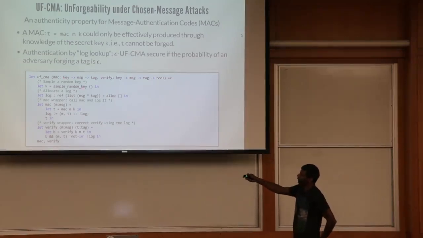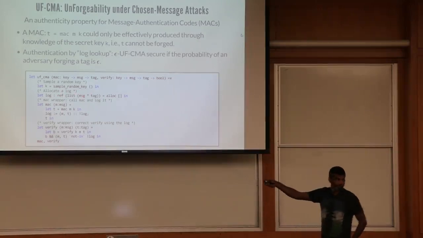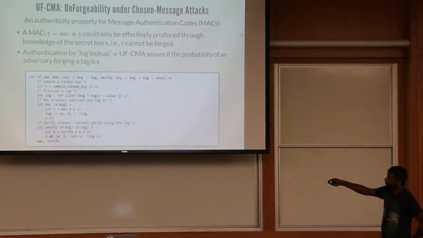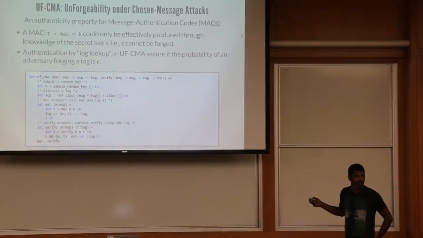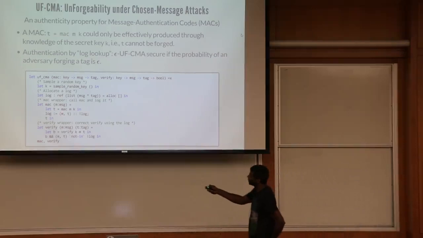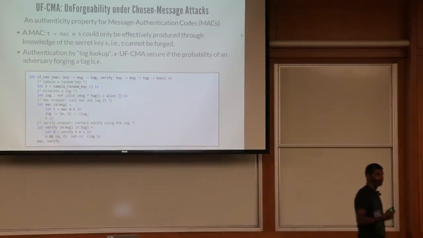We sample a random key, K. But now, instead of having a secret bit, we're going to actually allocate a log. And the log is going to be a bit of mutable state that contains a list of message tag pairs. Okay? And the adversary gets two functions, MAC and verify. The MAC function says that if you want to MAC a message, I'm going to compute its tag by using the raw MAC. But I'm also going to record the fact that M was MACed to T in my log. So I'm going to record all MACs that have happened so far.